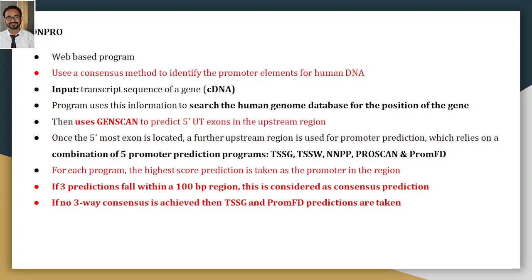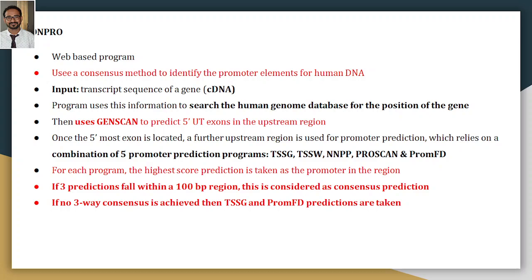For each program, the highest score prediction is taken as the promoter in the region. Definitely the highest score will be taken. Next, if three predictions fall within a 100 base pair region, this is considered a consensus prediction. If no three-way consensus is achieved, then TSSG or PromFD predictions are taken. So the consensus prediction has to fall within 100; if it goes beyond that, then you consider the TSSG or PromFD predictions.